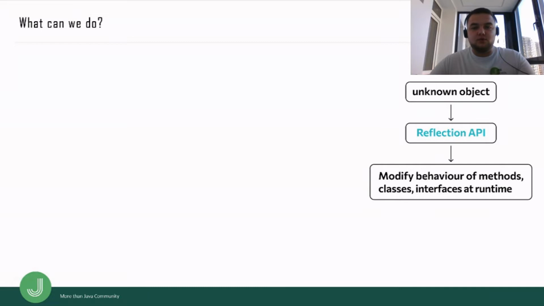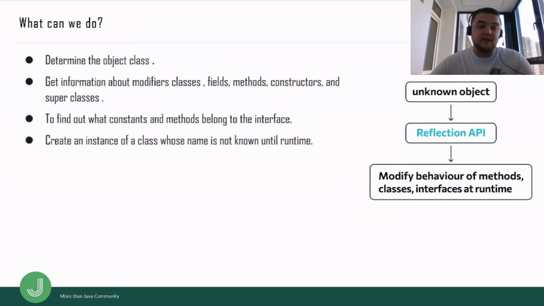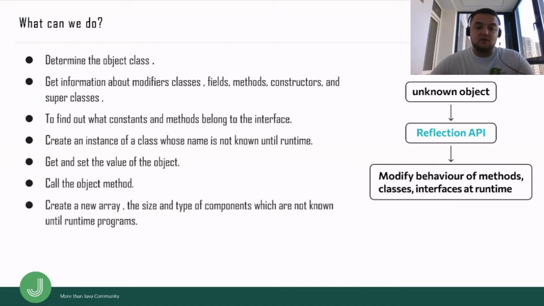What can we do using reflection? Determine the object class, get information about class modifiers, fields, methods, constructors, and superclasses, find out what constants and methods belong to an interface, create an instance of a class whose name is not known until runtime, get and set the value of an object field, call an object method, and create a new array, the size and type of components of which are not known until runtime.